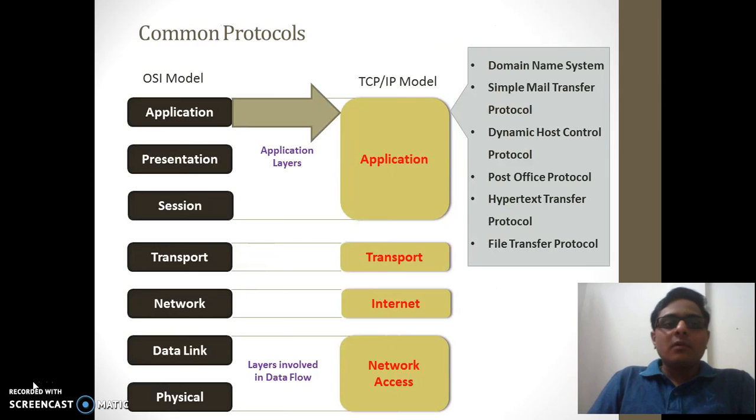These are some of the common protocols at the application layer. We have Domain Name System, Simple Mail Transfer Protocol, Dynamic Host Configuration Protocol, and Post Office Protocol. This Post Office Protocol has different versions, where currently we use Post Office Protocol version 3. Then we have Hypertext Transfer Protocol and File Transfer Protocol.